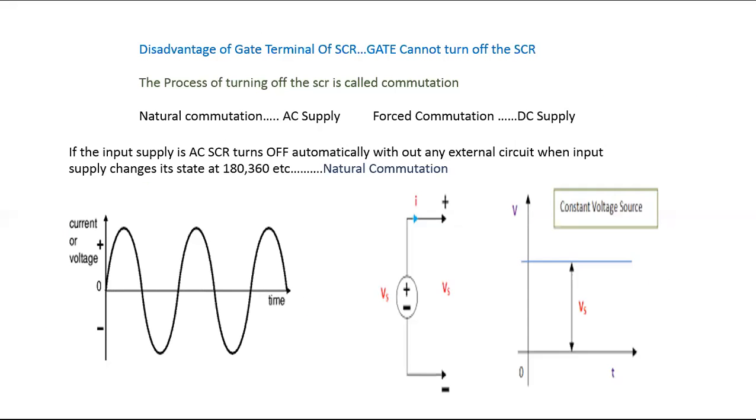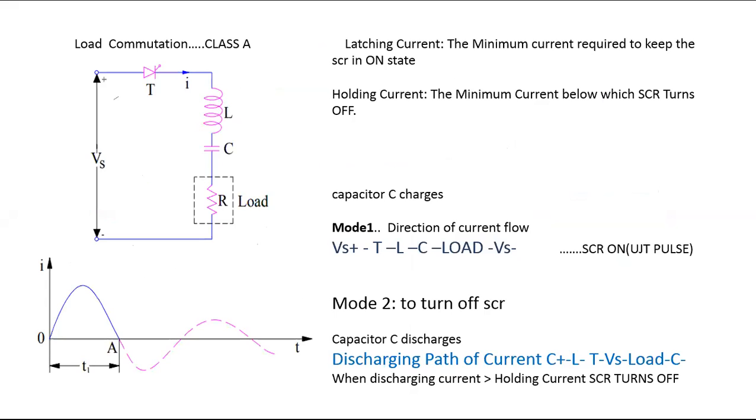So in the first unit, it is mentioned that we explain the definition of commutation, the different types of commutation, natural and forced commutation, and the different circuits developed to switch off the SCR. That is, the different commutation circuits. The first commutation circuit we are taking is load commutation, otherwise called class A. In the examination they will also ask you to define commutation and explain the different methods of commutation. So the first method is class A commutation or load commutation.